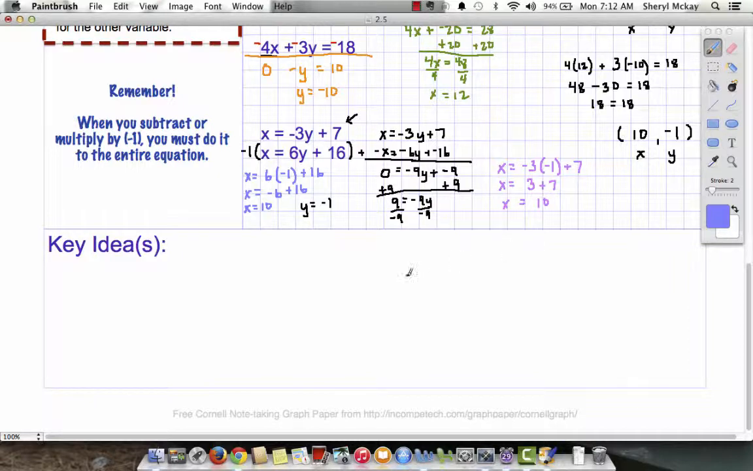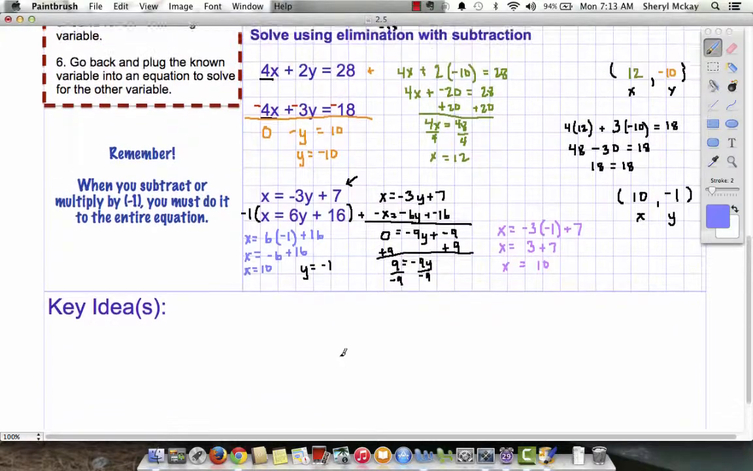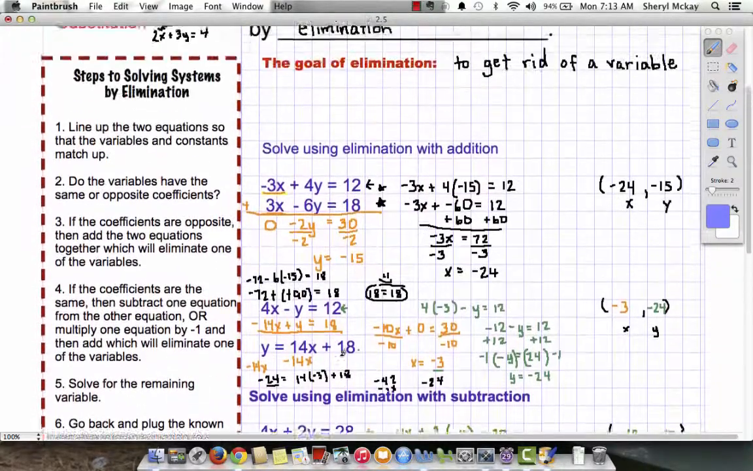Don't forget to write out a key idea, something that you want to remember that will help you to remember what to do when you're solving with elimination.